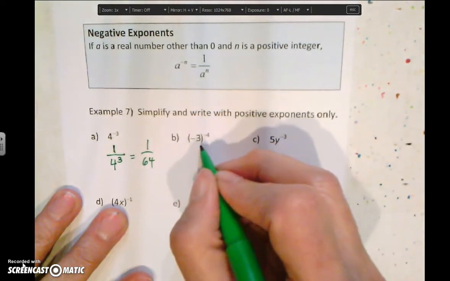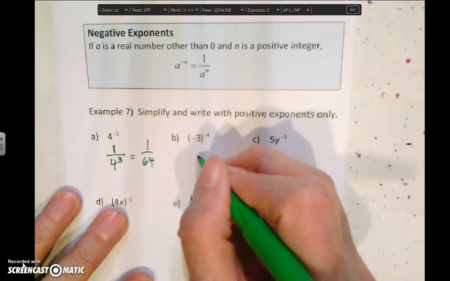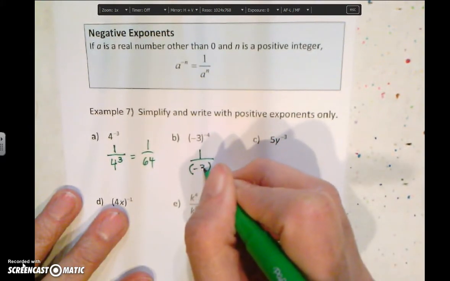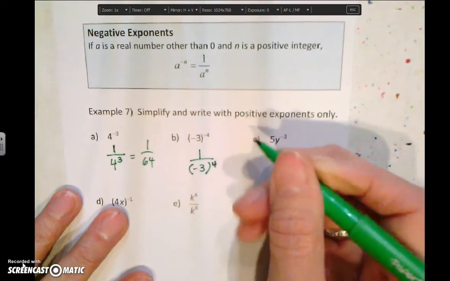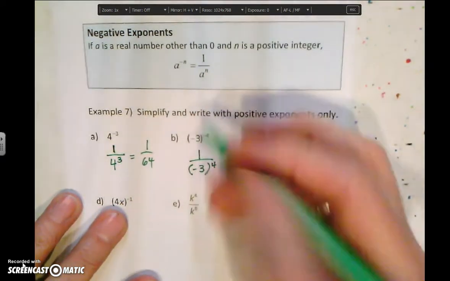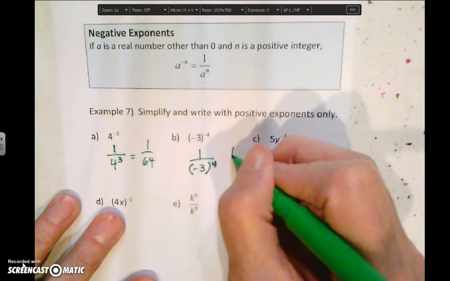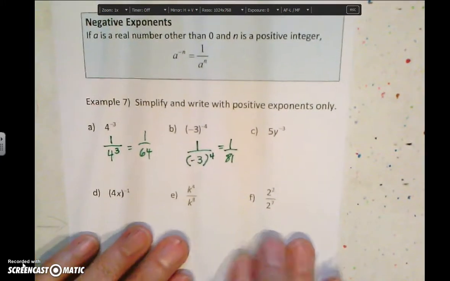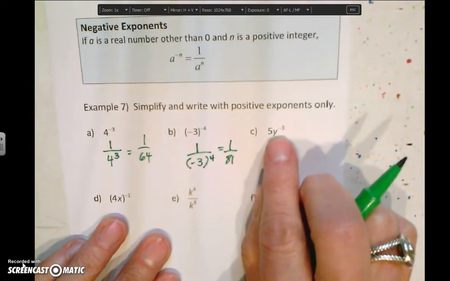This time my base on B is the whole parentheses. So it's the whole parentheses base raised to the -4. So when I drop it, the whole parentheses drops. It's got a -3 inside of it. And now it's going to be raised, it goes from -4, this is a positive 4. So note that when it does drop, it loses its negative sign there. And then if I were to multiply -3 times -3 times -3 times -3, I get a positive 81 over 81.